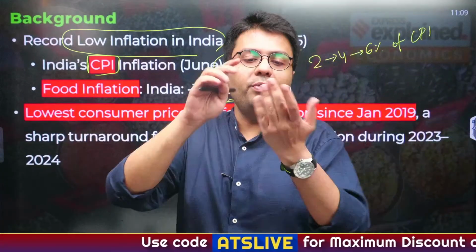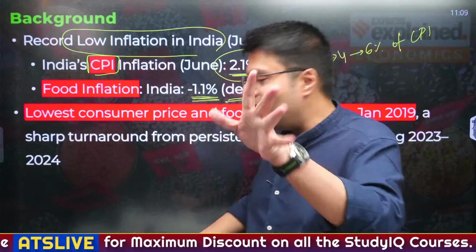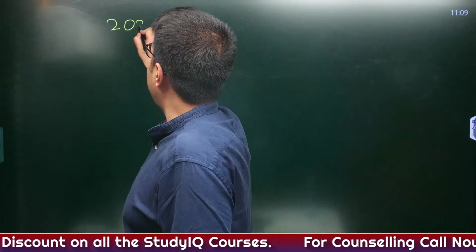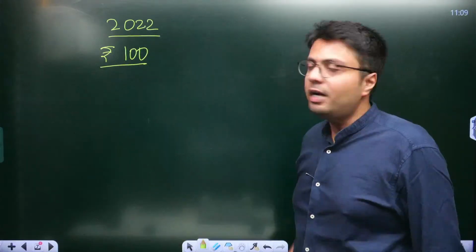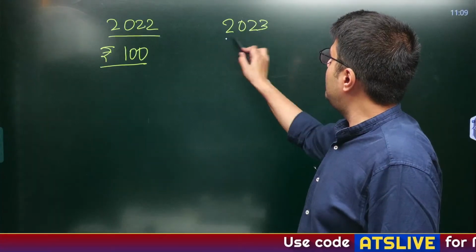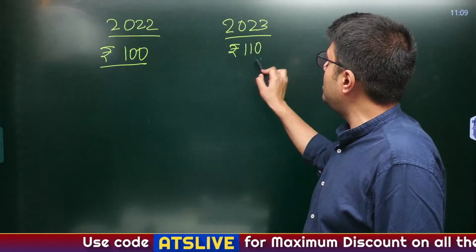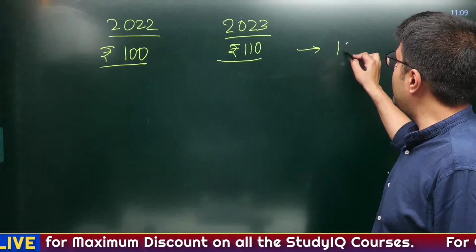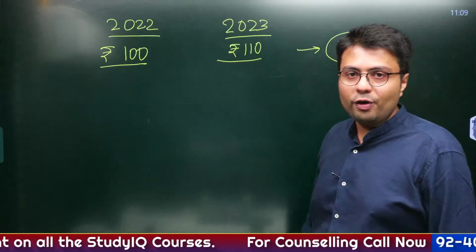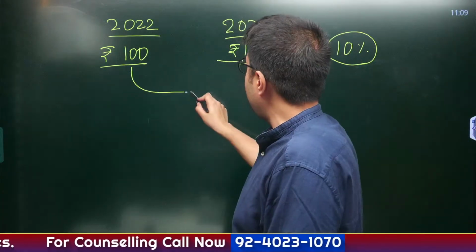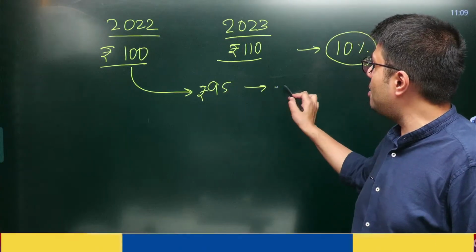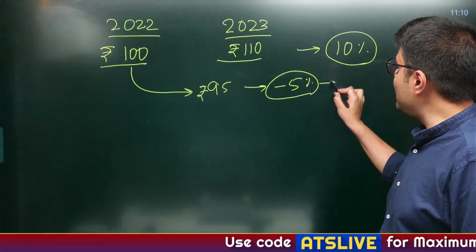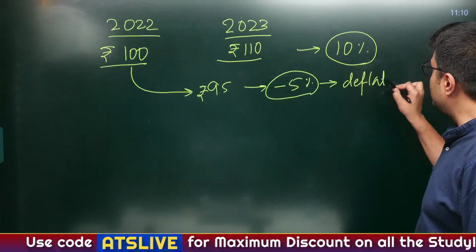Do you understand the difference between inflation, disinflation, and deflation? If you don't, let me tell you very quickly. Suppose in the year 2022, a particular commodity was available at the rate of rupees 100, right? So this was the price of that commodity in 2022. Now, in 2023, the price of this commodity increased from 100 rupees to 110 rupees, which means the inflation here becomes 10%. But suppose in 2023, as against increasing, it decreased to 95 rupees. So here the inflation would be minus 5%, right?